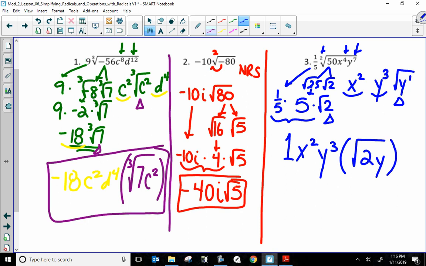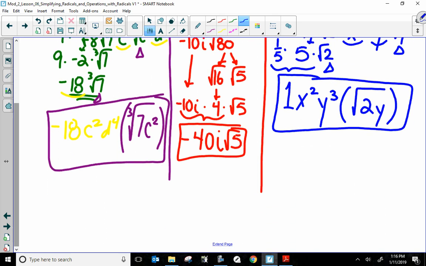Now, this is a good answer. If this were multiple choice, we don't write 1s as lead coefficients. So if it was multiple choice, it would be written x squared y cubed times the square root of 2y. Okay?